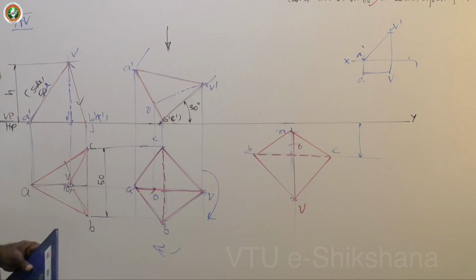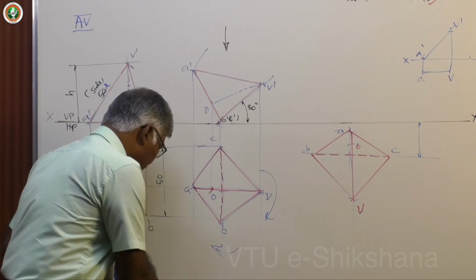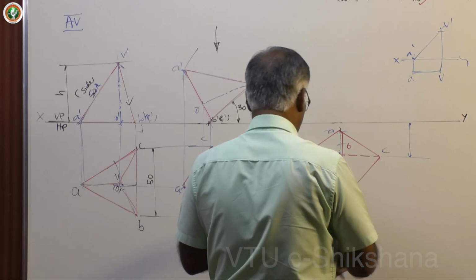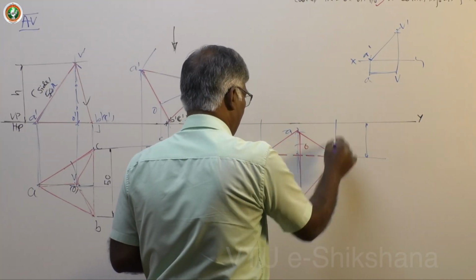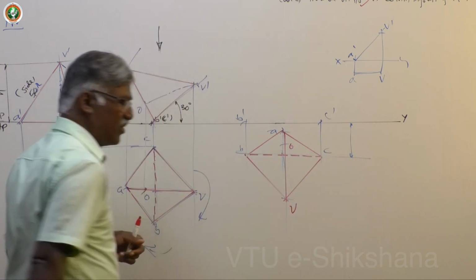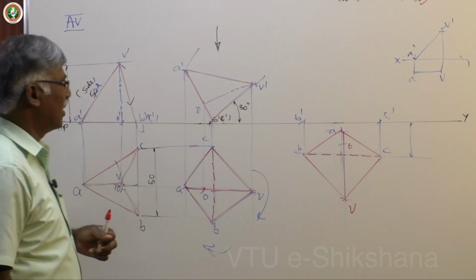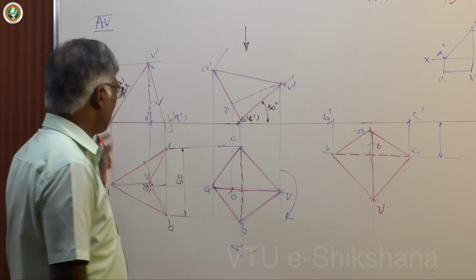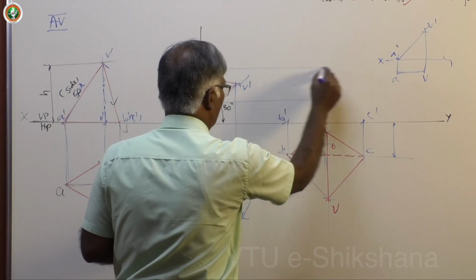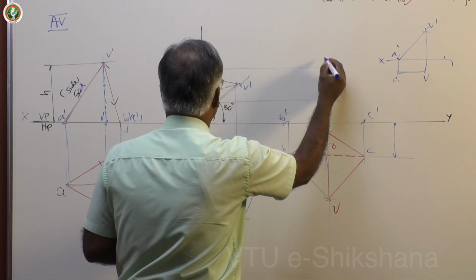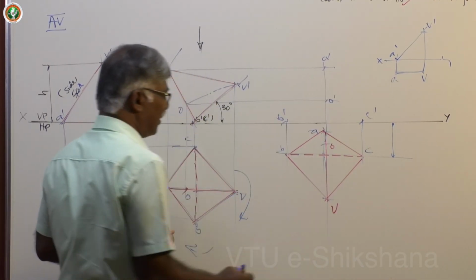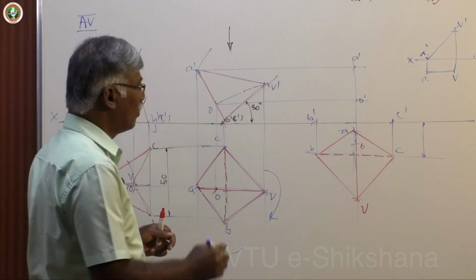Now get the corresponding front view. Draw the projection lines and get the corresponding front view. Absolutely, B dash C dash is very much on the XY line because it is on HP. Now project O and A. Both are on the midline, that is the central line, A dash. This is O dash. What about V? V is here.